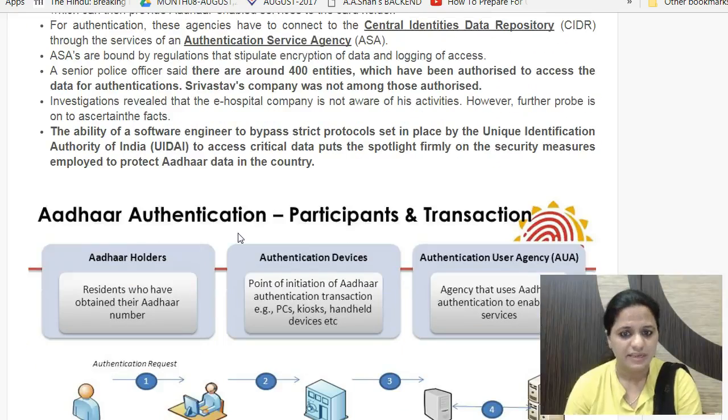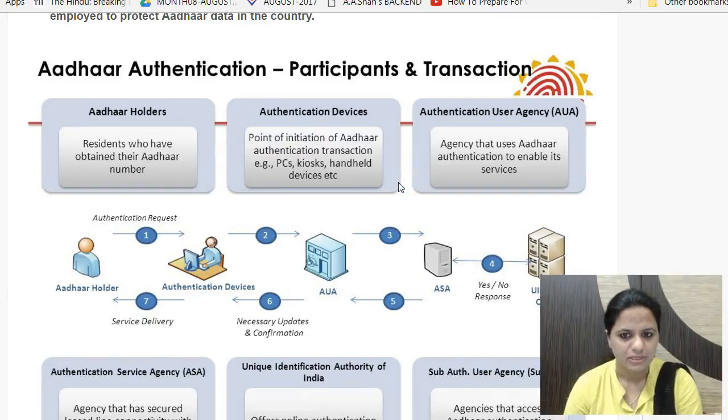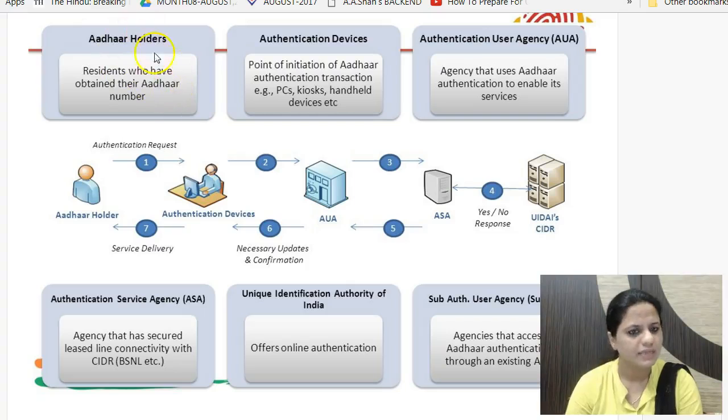So this is again a case of showing how access can be sought to UIDAI. Such breaches are possible. So this is a matter of huge concern as such, and this is the detail provided. So this is how Aadhaar authentication takes place. So this you can see is an Aadhaar holder, a resident who has obtained the Aadhaar number. So you have your own Aadhaar, every individual has an Aadhaar number. It has to be authenticated. So the point of initiation of an Aadhaar authentication transaction is when you are having some transaction being done, or when you are providing Aadhaar as your identity, and authentication is required.